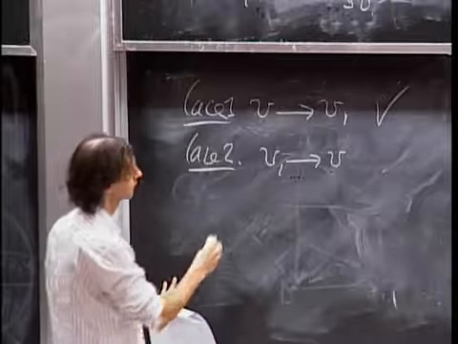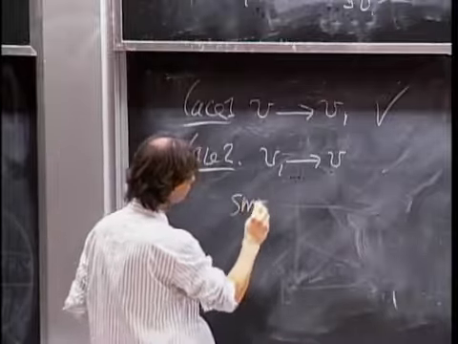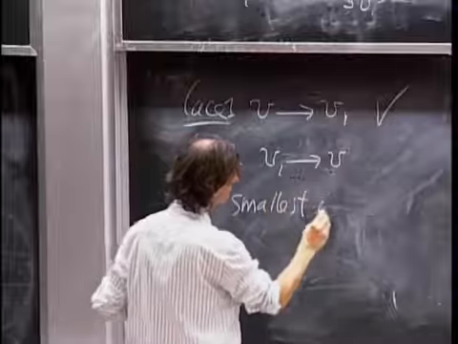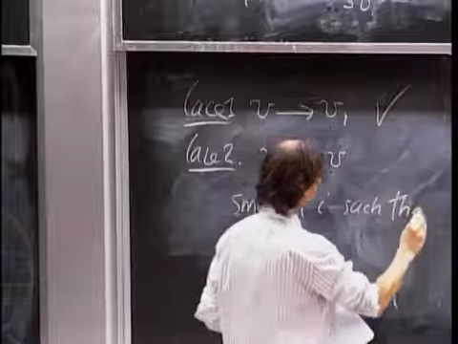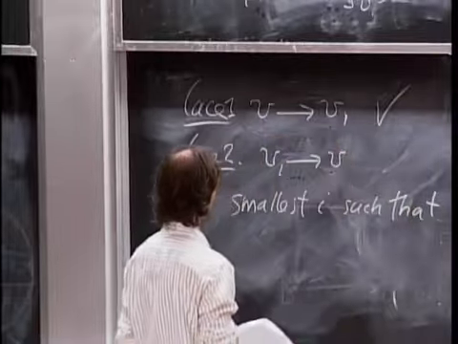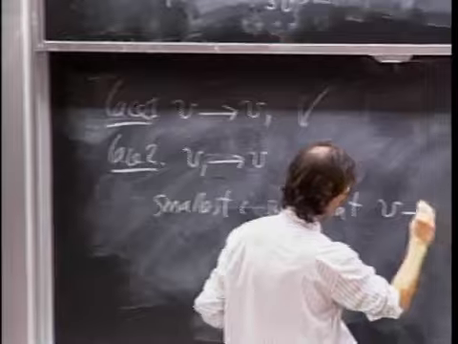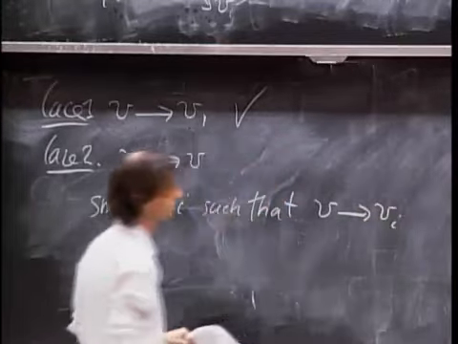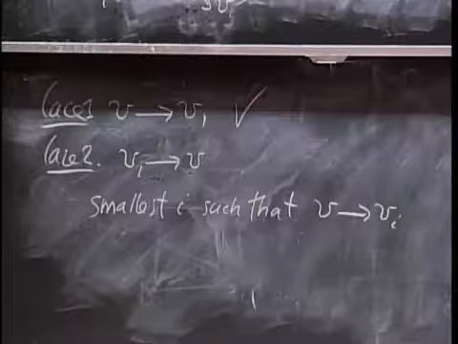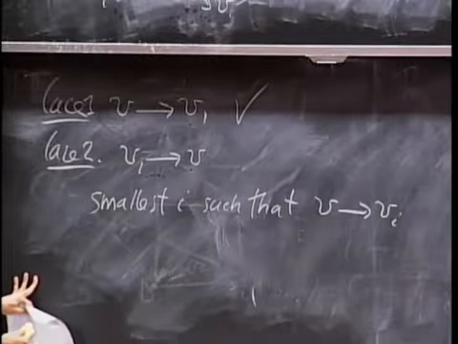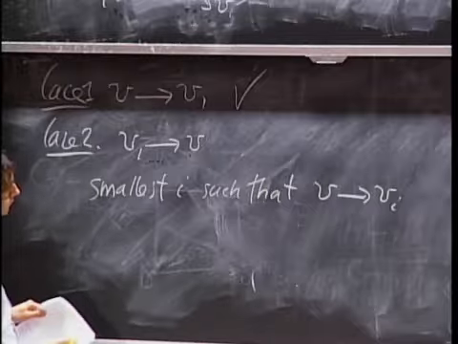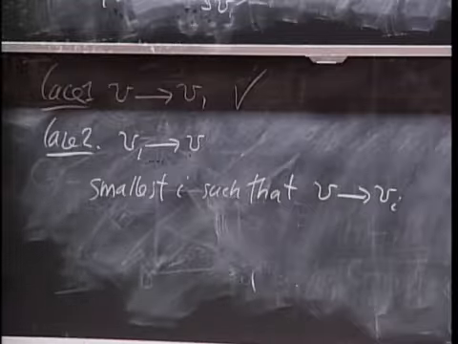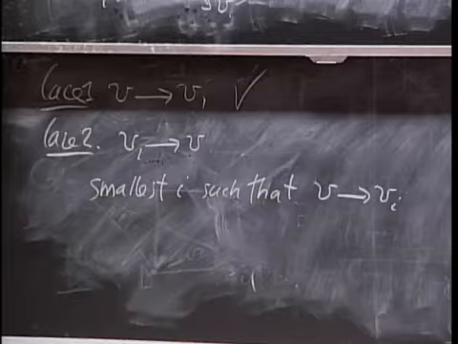So you were suggesting, let's consider the smallest i such that V beats Vi. Okay, well, let's have a look how this would work. This is a little bit of a different proof than what I had, but this should work fine as well. So let's see how it works.